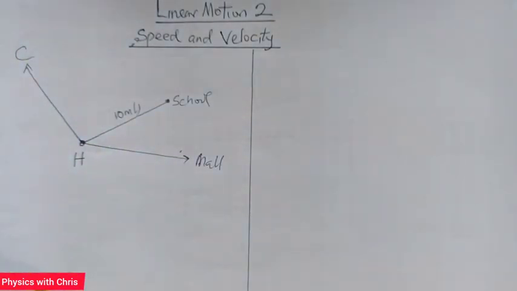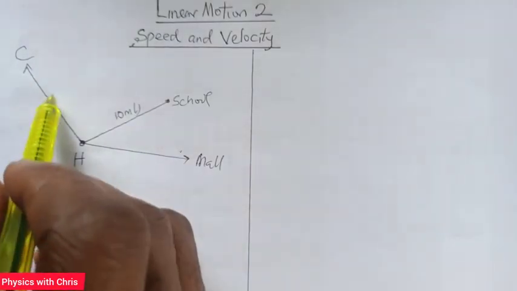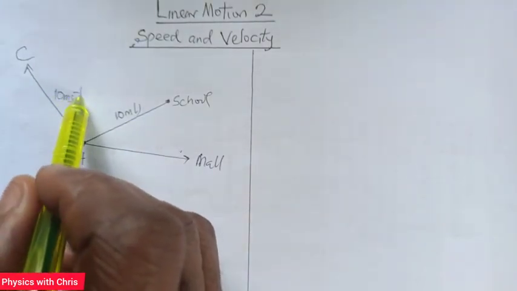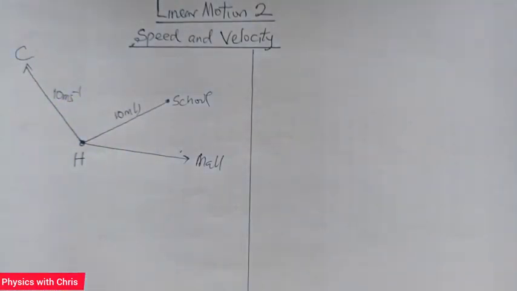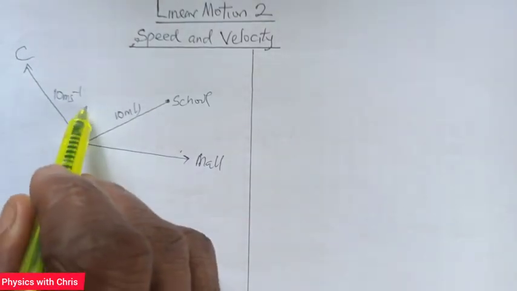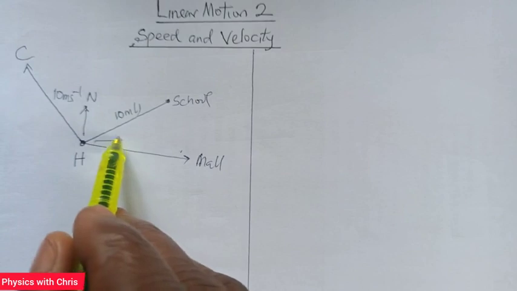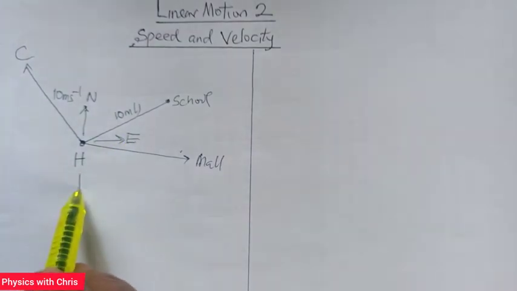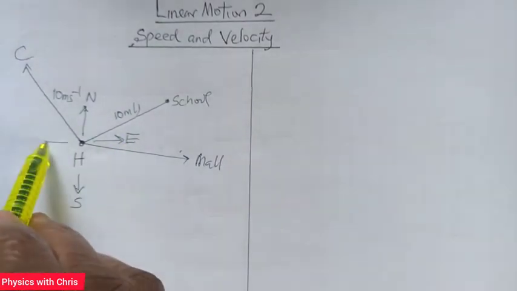Or you can ride with the same speed of 10 meters per second to your church here at point C. So you now see that when we talk about speed, we don't consider direction. You can ride with the speed of 10 meters per second to anywhere, the school, the church, or the mall. But if you must go to the school, you must ride your bicycle in a particular direction. Let's take this direction as my north. This is my east, using my cardinal directions. This is my south, and this is my west.